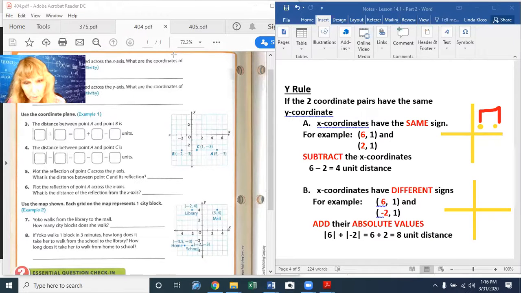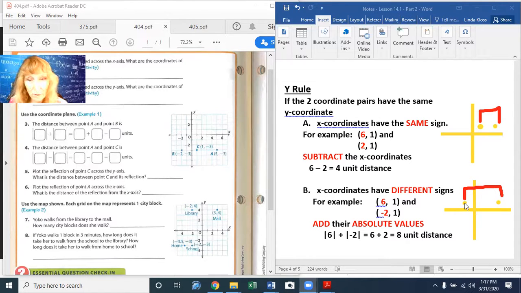So we have the point 6, 1, somewhere over here, and -2, 1, somewhere over there. Should be on the same horizontal line. And the distance then is going to be from here to there. They're in different quadrants, so we're going to need to add their absolute values. So again, same quadrant, whether vertically or horizontally, we subtract. If they're in different quadrants, we add.